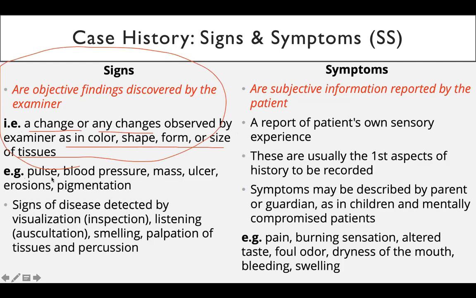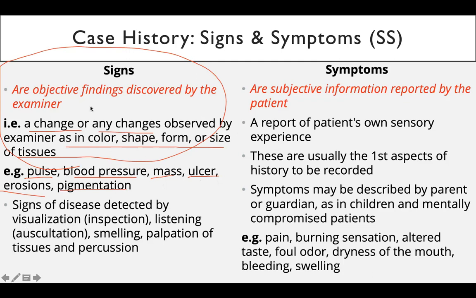For example, pulse, blood pressure, mass, if there is a mass seen, if there is an ulcer, erosion of the teeth, or pigmentation of the teeth, you can see. And then these are all the signs taken as objective findings by the examiner. And then other signs of disease detected by visualization.